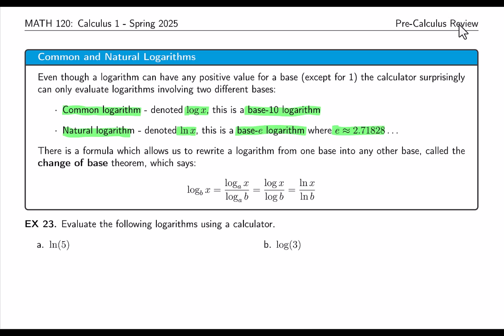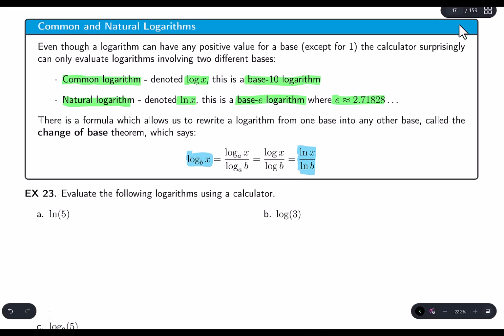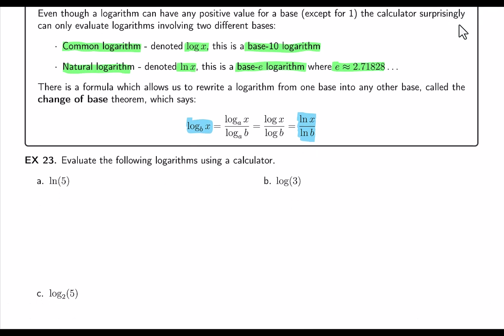But that's okay because you can actually change the base of a logarithm pretty easily using the change of base formula. And I've written out the full form here, but the way I use it is basically this. Log of any base of x is the natural log of x divided by the natural log of the original base. So to use your calculator, you're going to need to know that rule.